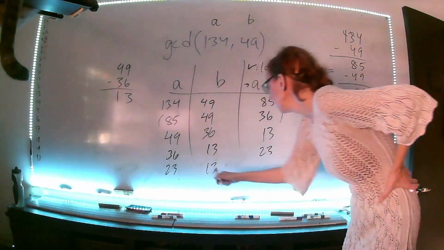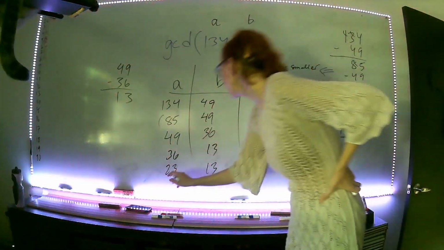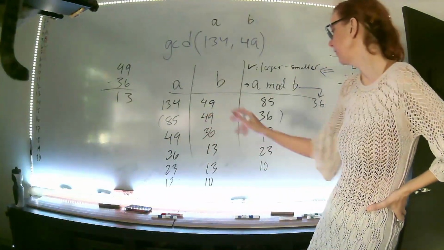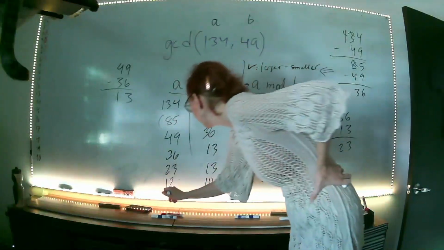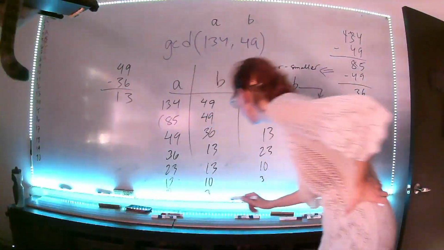Out of 23, I'm taking a 13. I'm going to get a 10. Larger goes in A, smaller goes in B. From 13, I'm going to take a 10. I'm going to get a 3. Then 3 goes here. 10 goes, the larger goes here, smaller goes here.